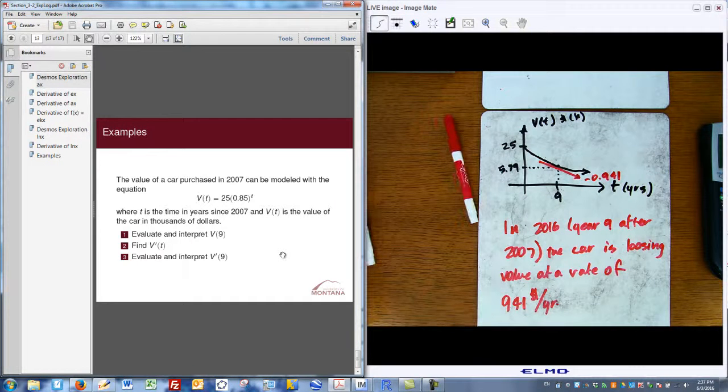Okay, that's about all I wanted to show you today about the derivatives of the exponential and logarithmic functions. Let me know if you have questions.